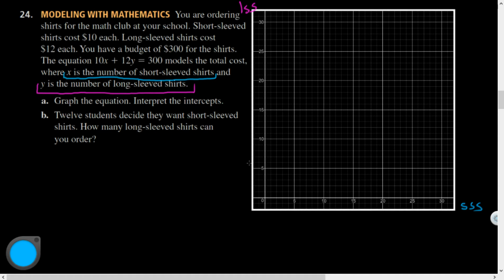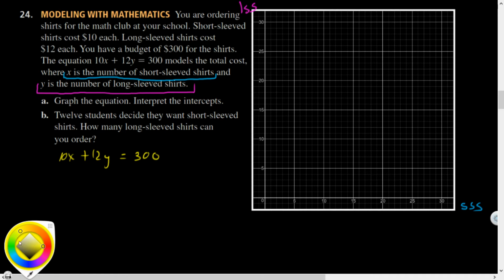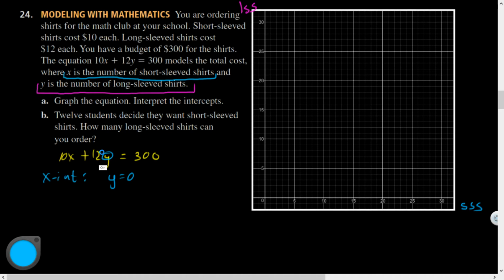And I'm going to now find a graph of this. So my equation is 10x plus 12y equals 300. If I want to find the x and y intercepts, because besides making a table of values, that is the only way I know how to graph. To find the x-intercept, we plug in 0 for y. Then 12 times 0 is 0, and adding 0 is nothing.